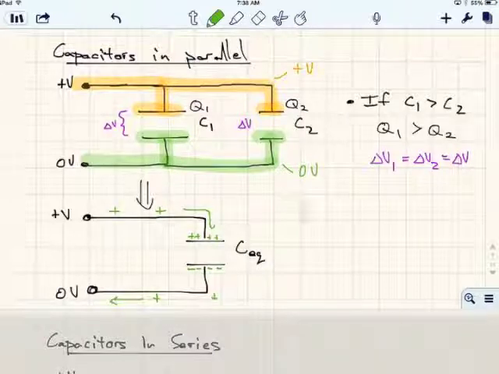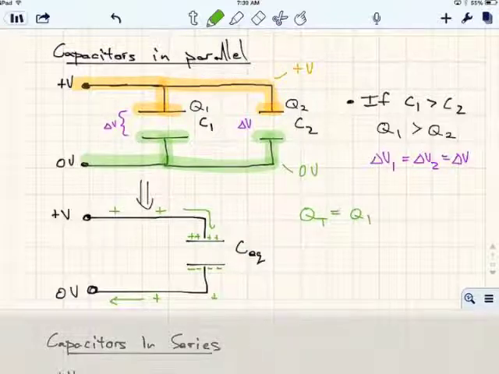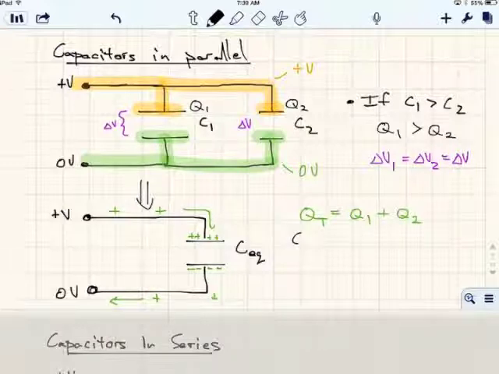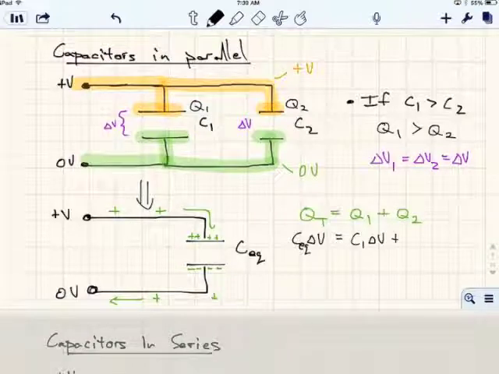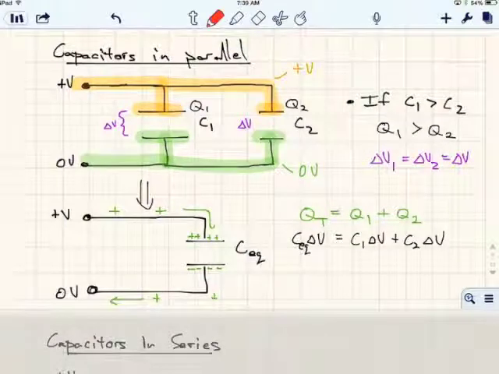Now, since charge is conserved, the total amount of charge that moves around has to be equal to the charge that accumulates on capacitor 1 plus the charge that's going to accumulate on capacitor 2. Now what we can do is replace the capacitance equations for each of these charges. The charge is equal to the capacitance times the change in potential. So this one is the equivalent capacitance. That's going to be equal to capacitance 1 times the change in potential plus capacitance 2 times the change in potential. Now since all of the changes in voltage are the same, we can cancel those out.